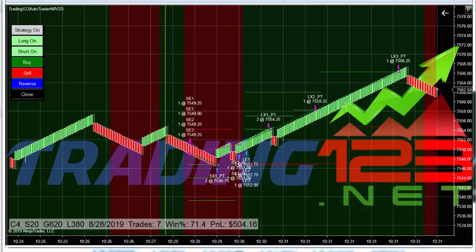In this video, we're trading the NQ here with the Trading123 Autotrader. We're trading 4 contracts. It says here in the bottom, C4 is 4 contracts. S20 means the stop is 20 ticks. A little faster market this week, so we're going with a little wider stop instead of 15. Our goal is $620 profit. We're risking our loss $380. Today's date, the amount of trades, and our profit and loss.